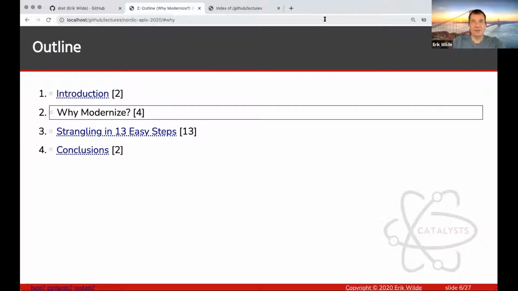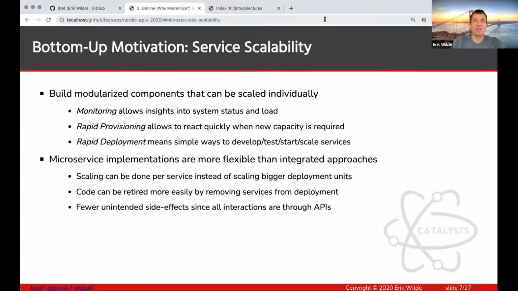So why modernization? That's the question you can ask yourself. It shouldn't be something that you just do because everybody does it. Speaking to large organizations, what we found is there are two main sets of reasons that emerge. One of these sets of reasons is more of a bottom-up motivation, I would say.